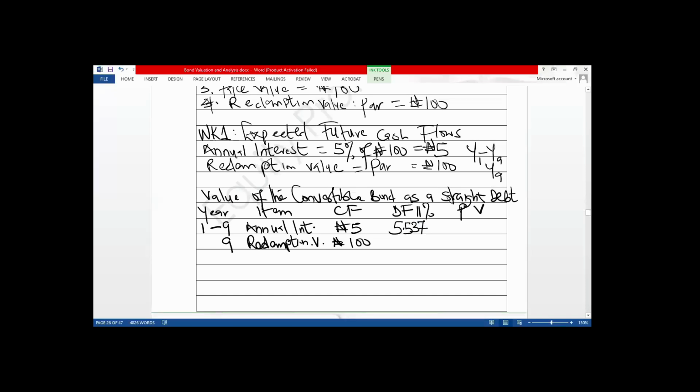Then discount factor year 9 only, at 11%. That is 0.391. Let's multiply. 5 multiplied by 5.537 will give you 27.69 approximately. Then 100 multiplied by 0.391 will give you 39.10. Please sum up.